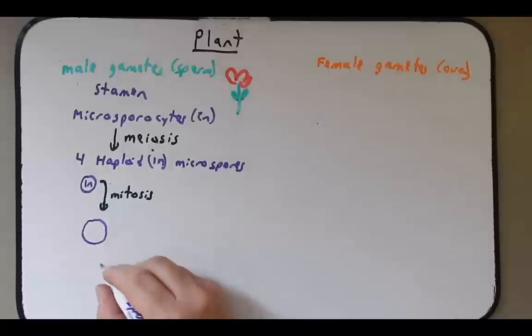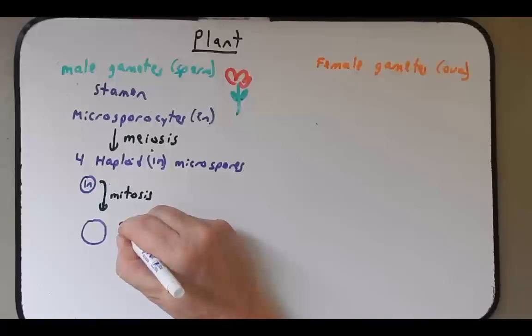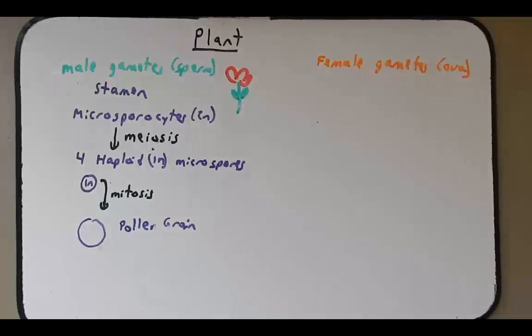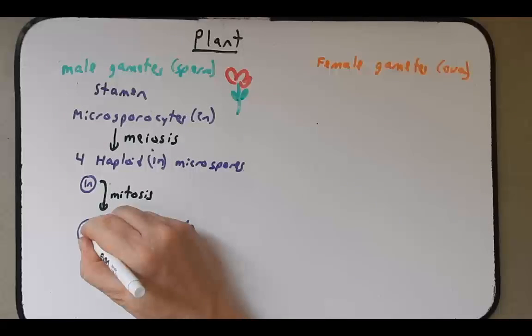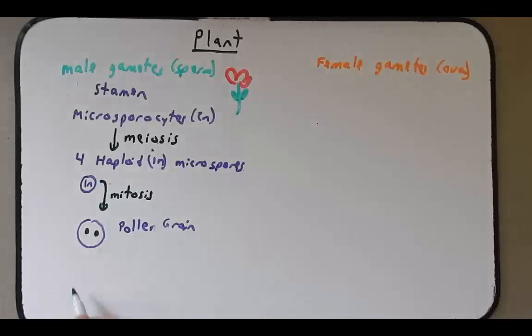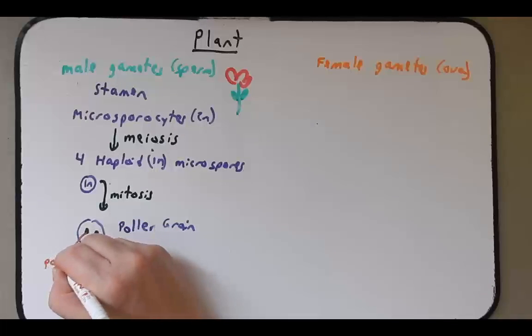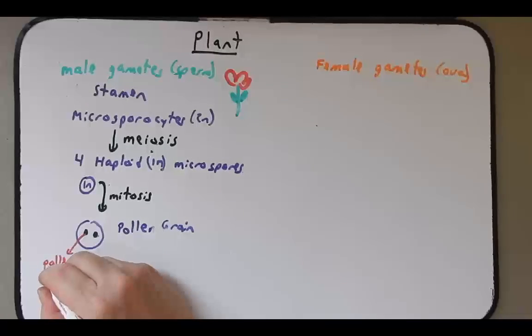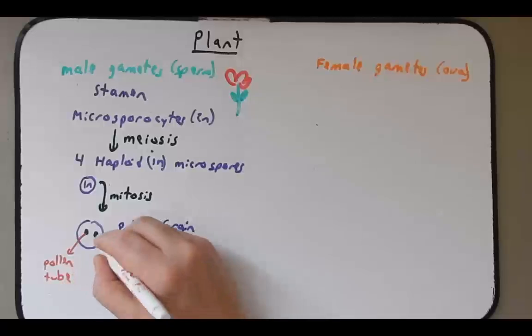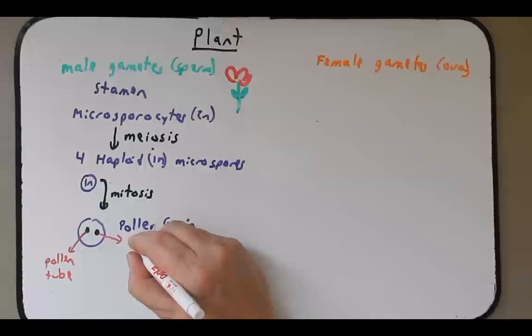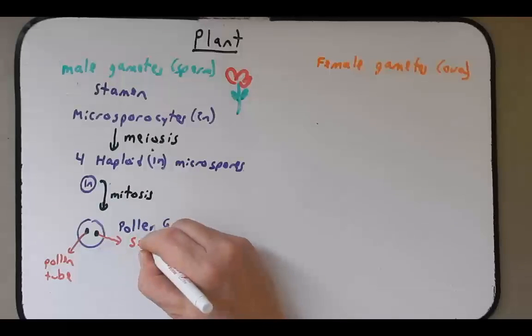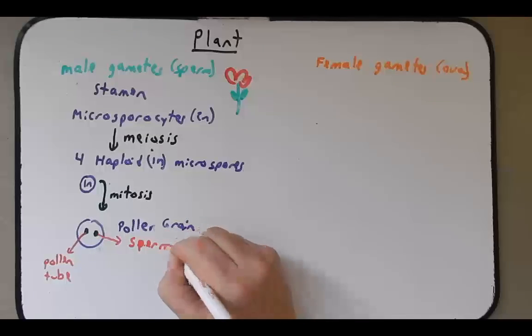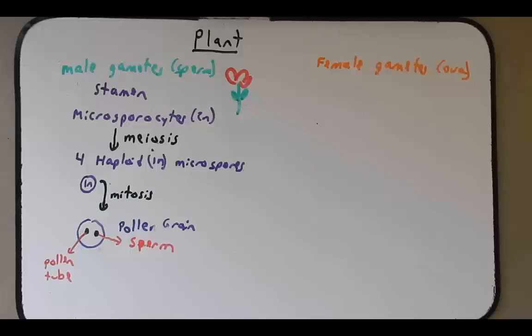And within this new structure that's formed, which we will call a pollen grain, we'll find 2 haploid nuclei. So each of these spots is a 1N nucleus. One of these is important in making the pollen tube, which we'll talk about in a moment. The other one will become the sperm that will fertilize the egg. Now, this pollen grain, prior to fertilization, will form a pollen tube.